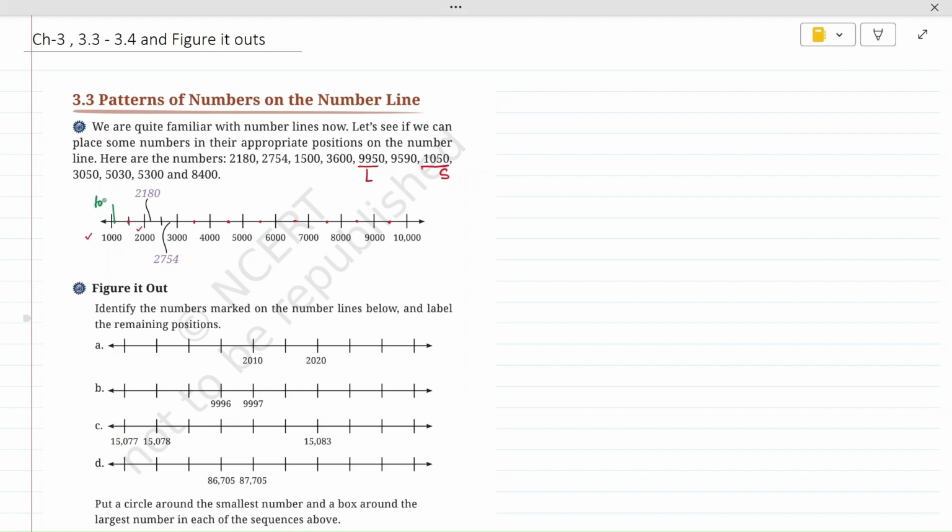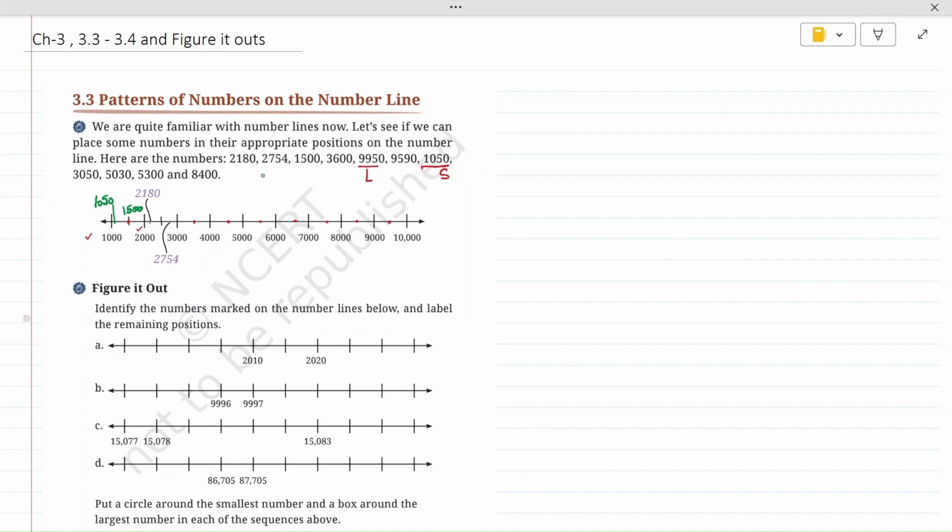This will be 1050. Next, we have 1500, which is the exact midpoint. This is 1500. Next to 1500, we have the range of 2000. So we will go here. So in 2000, the smallest number is 2180. So 2180 is already marked for us. It is less than the midpoint 2500 and it is near to 2000. So it is somewhere here. This is already marked for us.